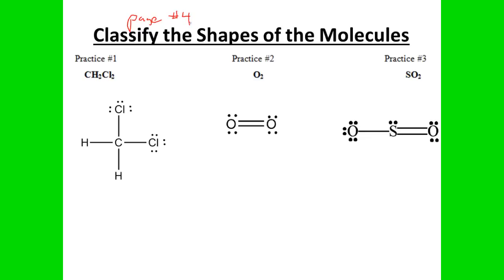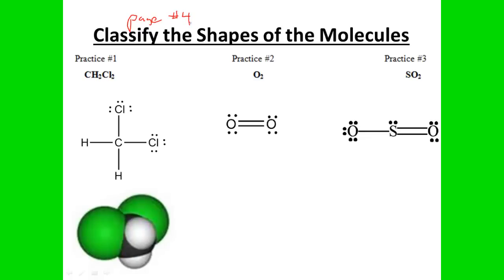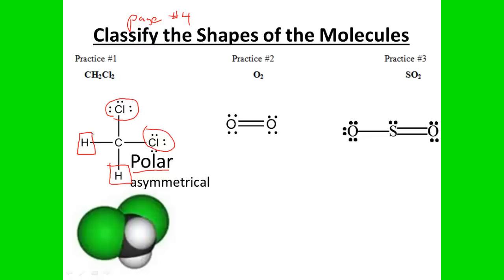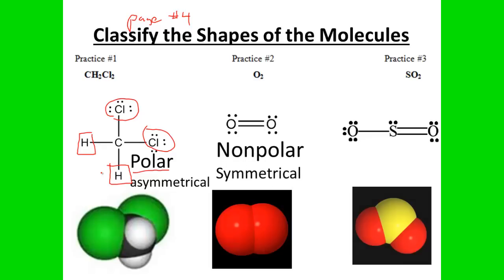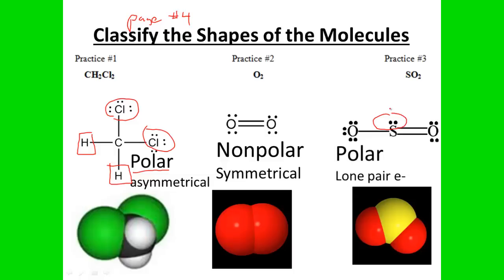CH2Cl2. If the molecule has different terminal atoms around the central atom, it's asymmetrical, so it's polar. We've got chlorines over here and hydrogens down here. Different atoms cause it to be polar on one side and nonpolar on the other. O2, symmetrical, so nonpolar. SO2, lone pair of electrons on sulfur, causes it to be polar.